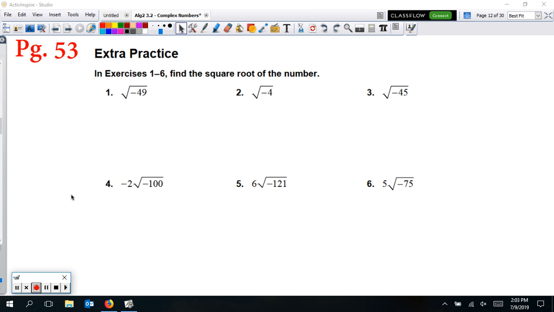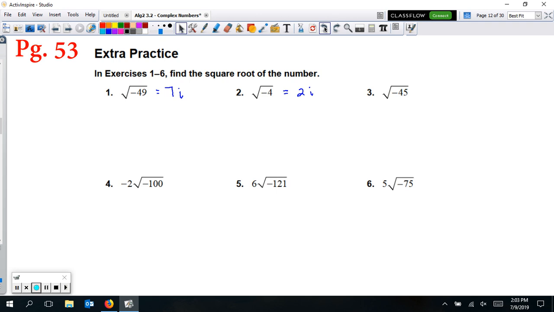All right, now as we start our extra practice, 1 through 6, it says find the square root of the number. This is on page 53, and number 1 is the same one we just did, so you can just go ahead and copy that down again. We know the square root of negative 49 is 7i. i stands for imaginary number. We also did this one, square root of negative 4. We did that one. You can copy that one down as well. That's 2i, so you already know those. We did those just a second ago.